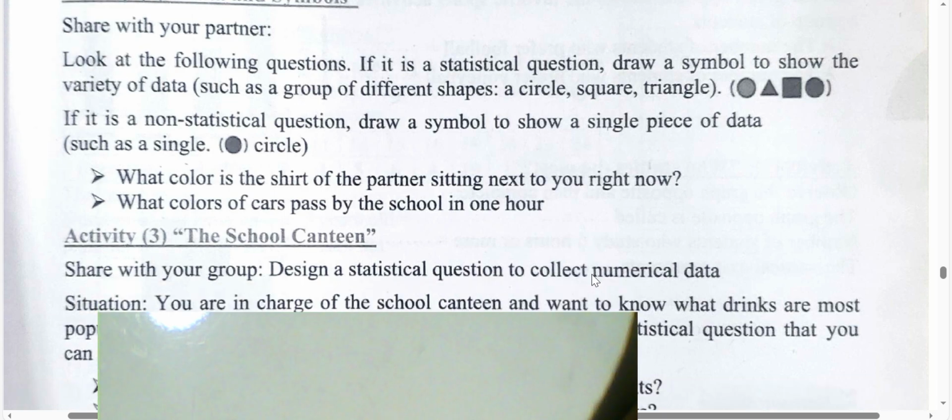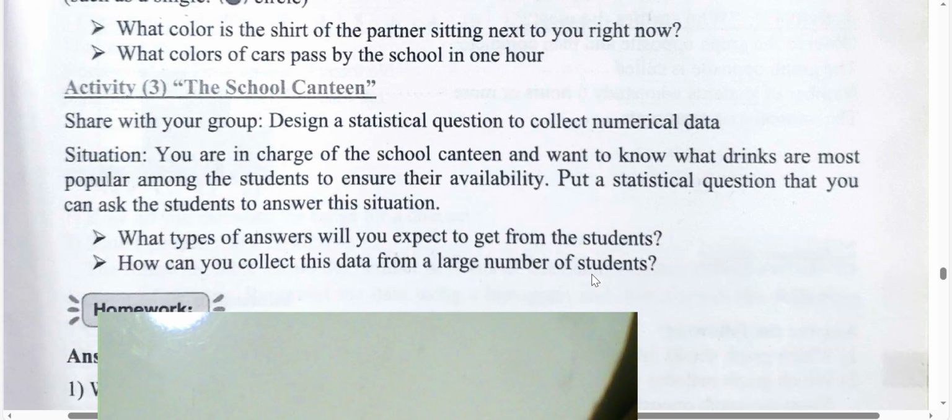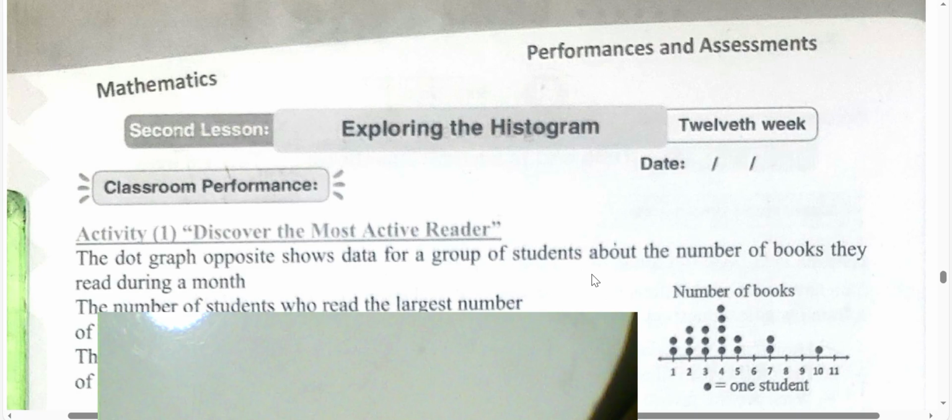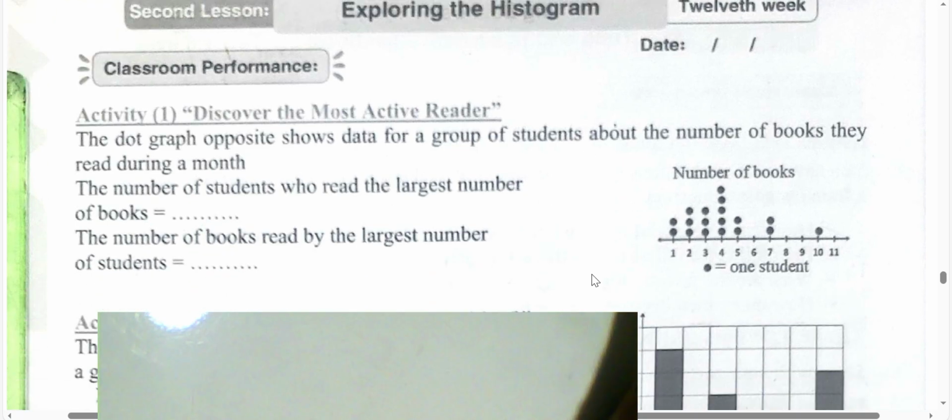Okay, listen to me about the next question. Exploring histogram. First, we have line plot. In this line plot, we have information. The number of students who read the largest number of books will be what? He asked about the number of students who read the largest number of books: it will be 1 student.